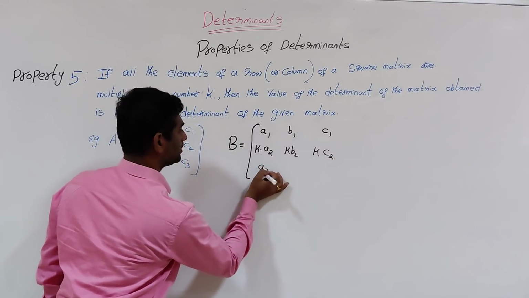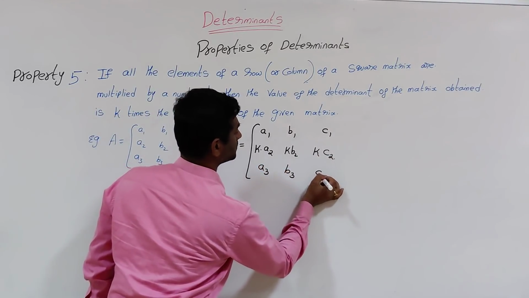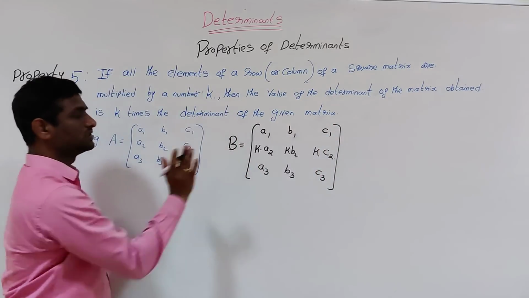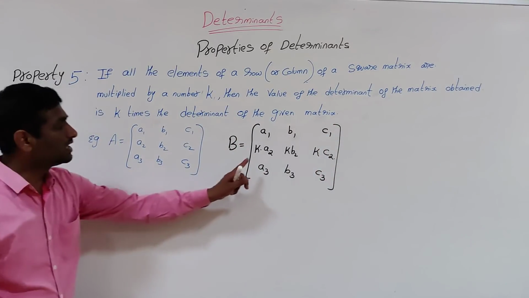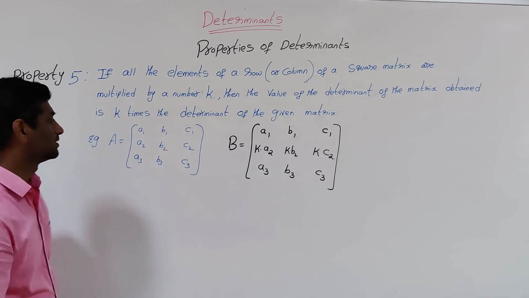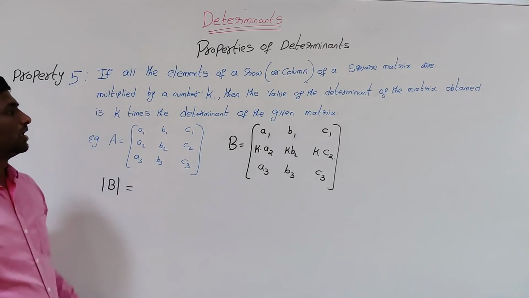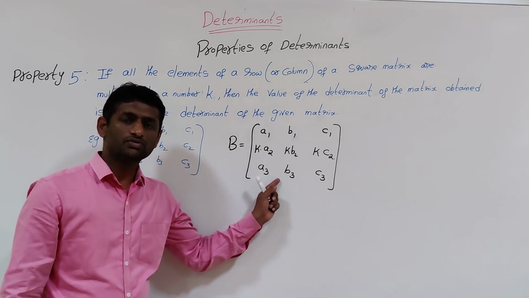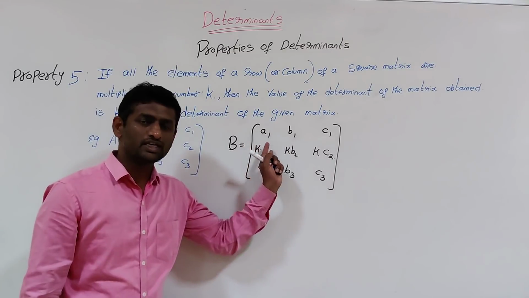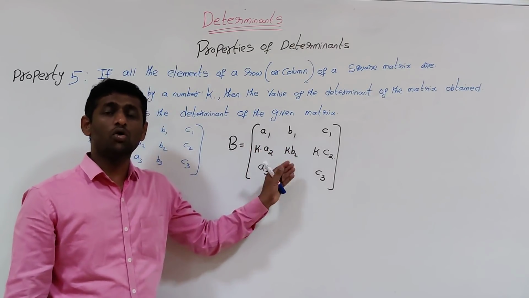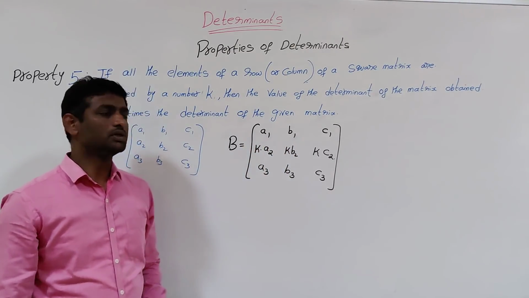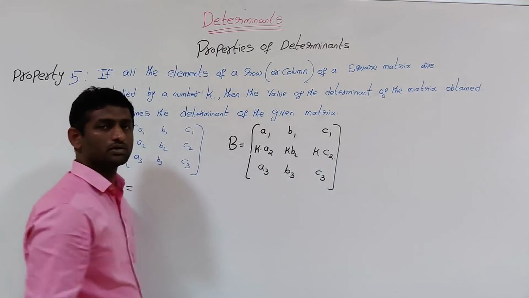Next, A3, B3, C3. So this is a matrix. Now the determinant of this matrix, determinant of B, we can find by expanding along any one row or any one column. So now I choose the second row.